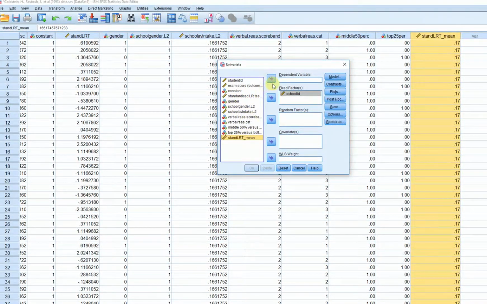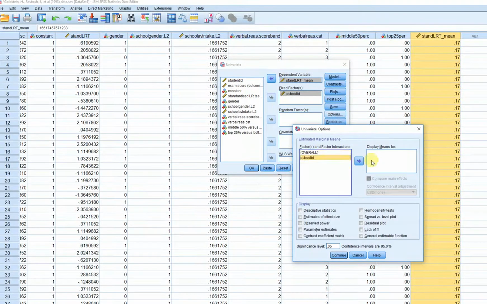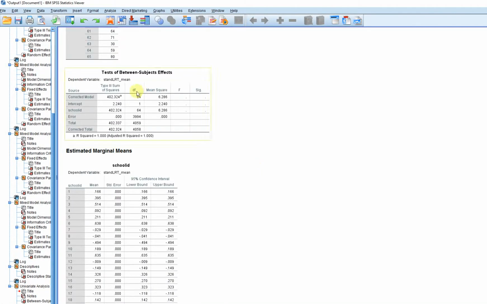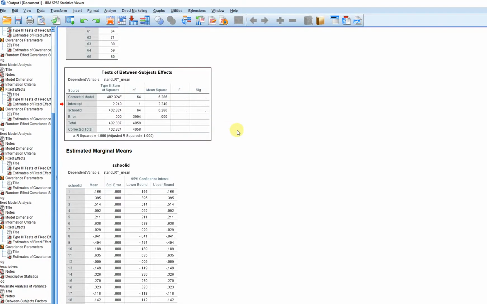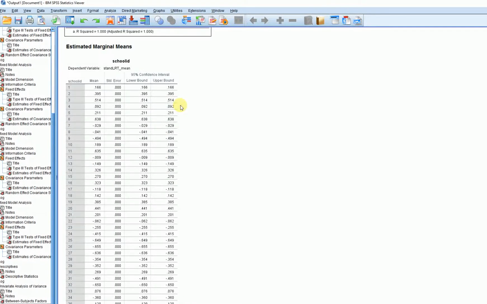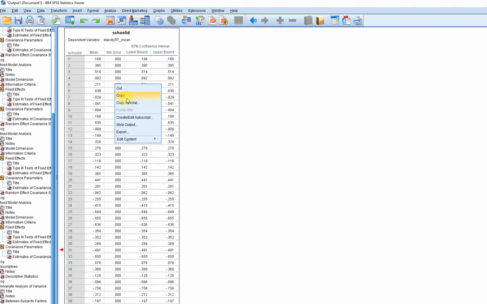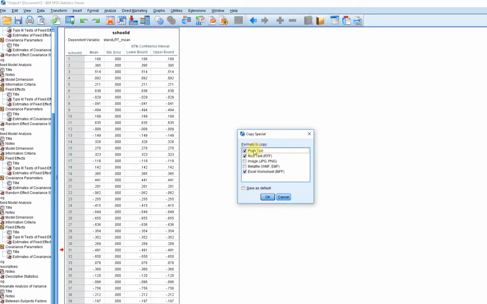Click on the standardized LRT mean, and under options I'm going to move school ID over here, and I'm leaving really everything blank because I don't care about anything along the lines of the ANOVA. In fact, you can see nothing is going to come out of that because of what I've done. But I don't care. I'm more interested in obtaining, here we have the school means, and essentially I'll click on copy special, and I'm going to copy for an Excel worksheet.